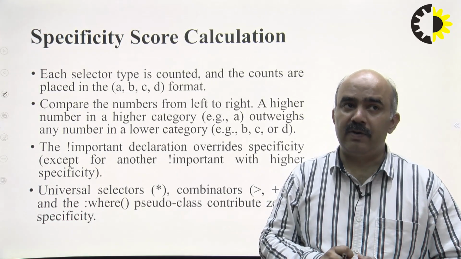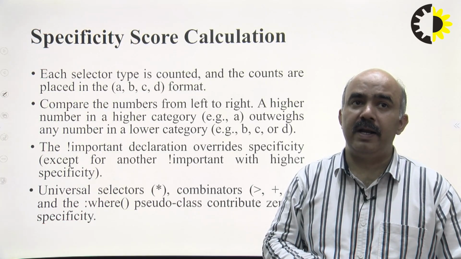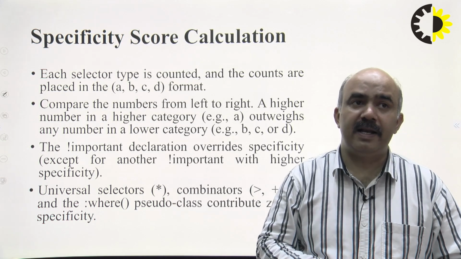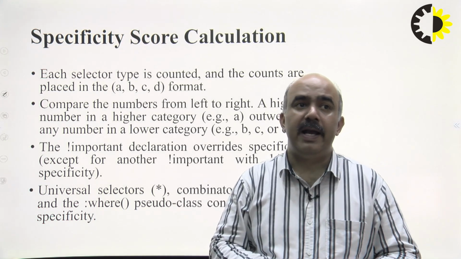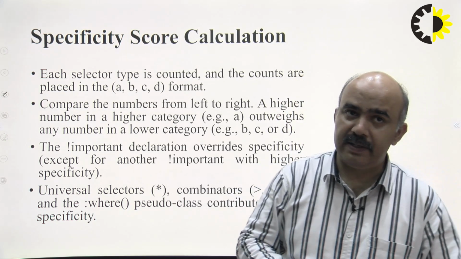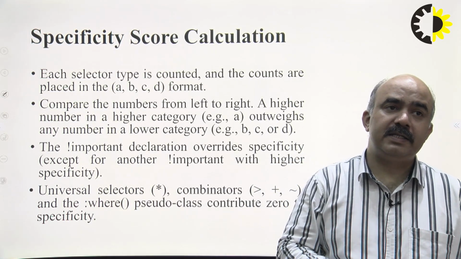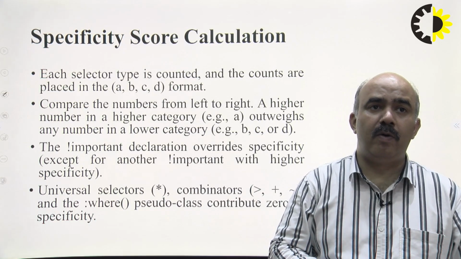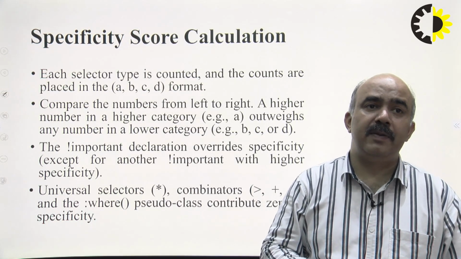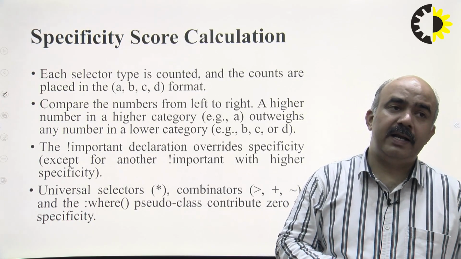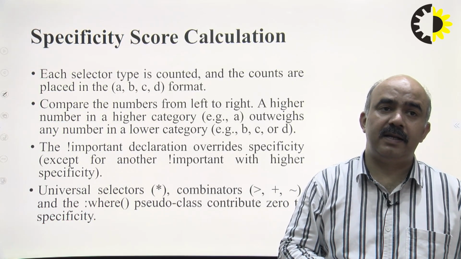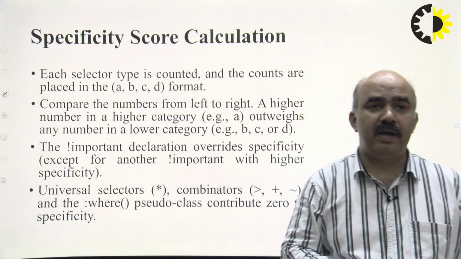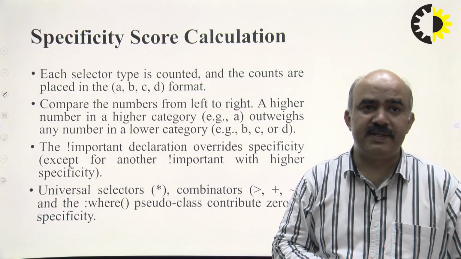For the specificity score calculation, each selector type is counted and the counts are placed in ABCD format. Compare the numbers from left to right. A higher number in a higher category outweighs any number in the lower categories, let's say B, C, D. The important declaration overrides specificity, except another important with higher specificity. The universal selector, like star, greater than, plus, and these symbols, don't contribute anything, zero, to the specificity.